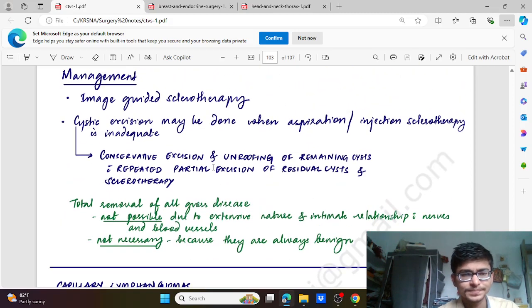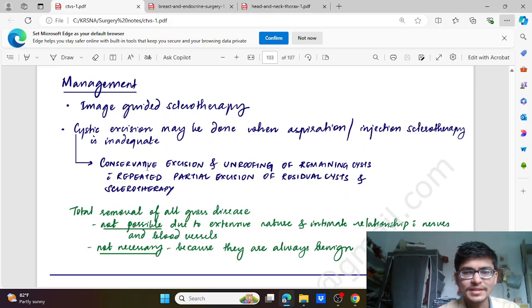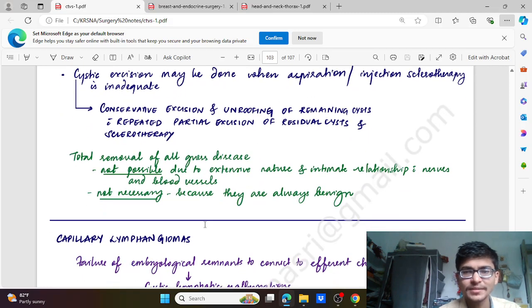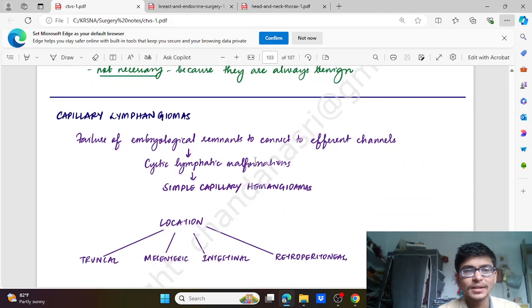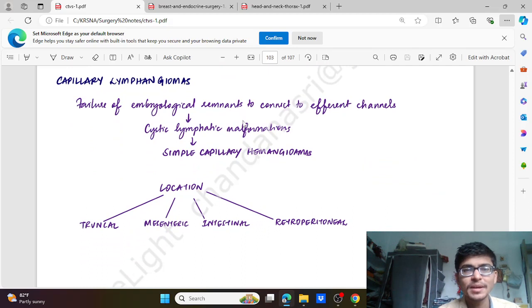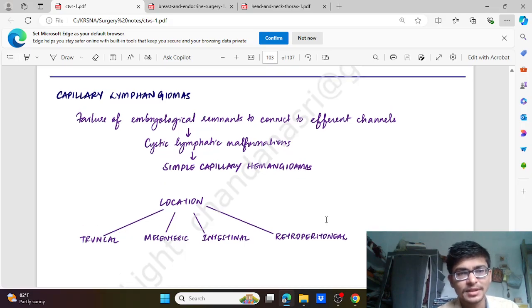So we have to be careful while dissecting because there is a high chance of nerve or vascular damage, and since it is a benign swelling, we have to weigh the morbidity in comparison to the benefit of the surgery. Now we'll be seeing capillary lymphangioma, which is failure of the embryological remnant to connect to the efferent channels, resulting in a cystic lymphatic malformation. That will be simple capillary hemangiomas, which would be truncal, mesenteric, intestinal and retroperitoneal.